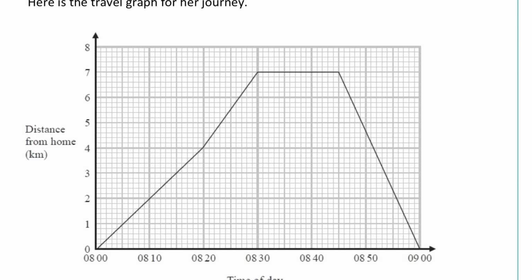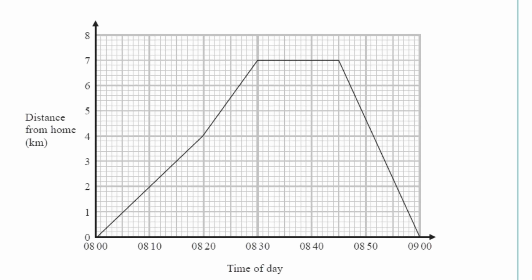So you can see that she starts cycling to her friend's house at 8 o'clock. She goes to here, which is 8:20, and then it looks like she actually gets a little bit faster because it changes direction. She then stops at her friend's house for a number of minutes, and then she starts cycling back home again, and she gets home at 9 o'clock. So this whole thing was wrapped up within 1 hour. So it's going to ask us some questions about this, but that's what the graph shows us.